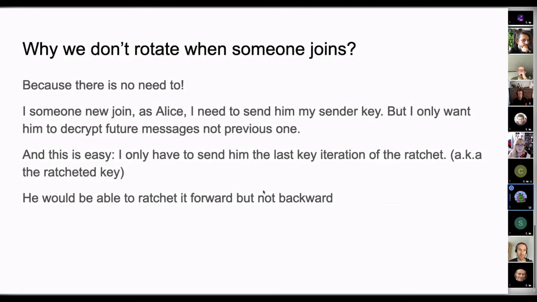Quick question, why don't we rotate when someone joins? I'm talking about that because it's helping to understand the ratchet thing. Because actually there is no need to. If someone new joins, I will have to send him my sender key, but I don't want him to read previous messages. So what I will do, I will not send him my root sender key. I will just send him the last iteration of my sender key, so my ratcheted key. So from that ratcheted key, he will be able to go forward, so read the next messages, but not the previous ones.